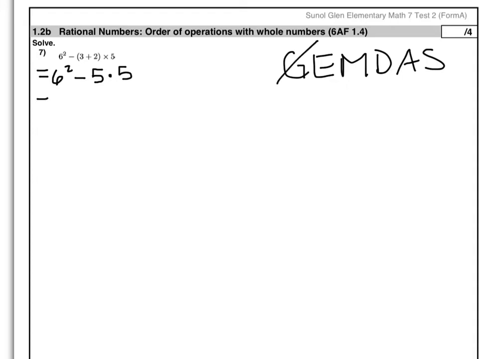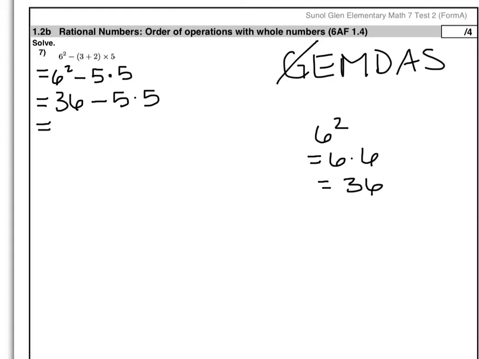Now I have to do exponents. 6 squared is my exponent. 6 squared means 6 times 6, which is 36. So I have 36 minus 5 times 5. You can't drop any of your operations. The subtraction and the multiplication sign have to stay in all the way along until you use them.